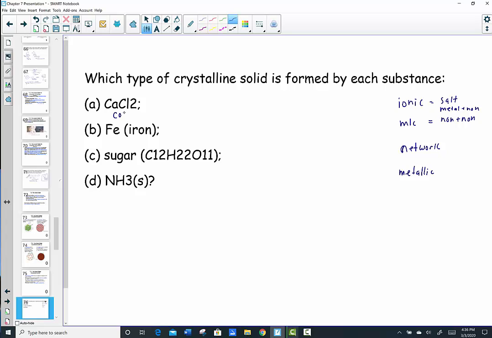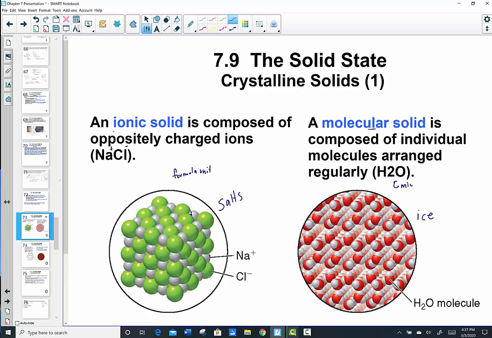Calcium chloride is an ionic compound. It's composed of ions. It's composed of a calcium ion and 2 chloride ions. This is an ionic compound. Therefore, it would have an ionic, remember this word here? Ionic solid right there.